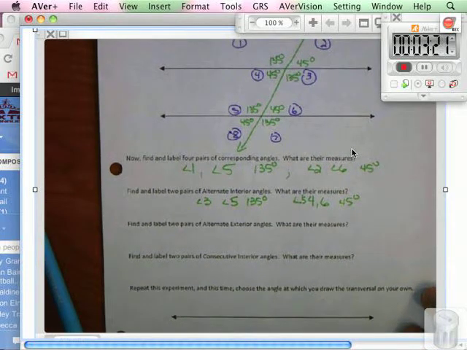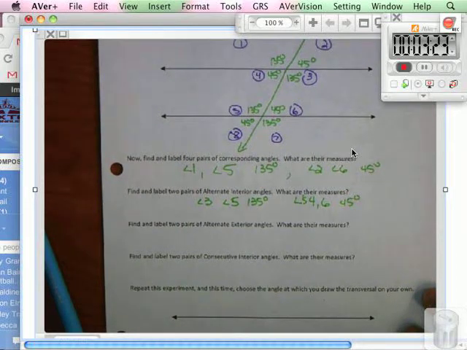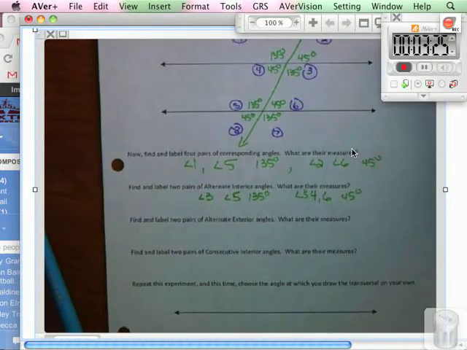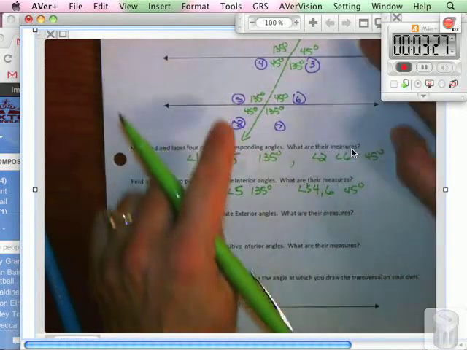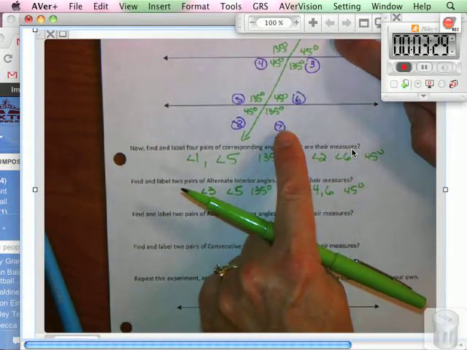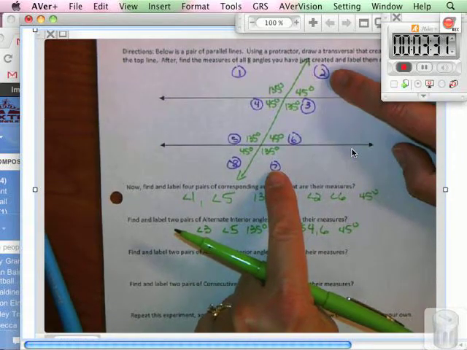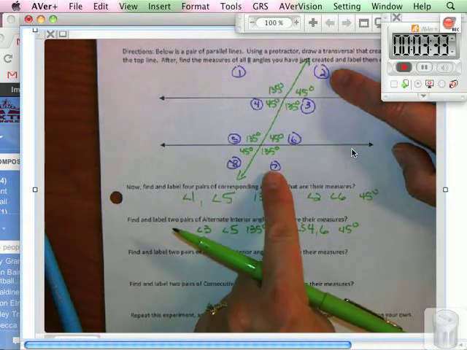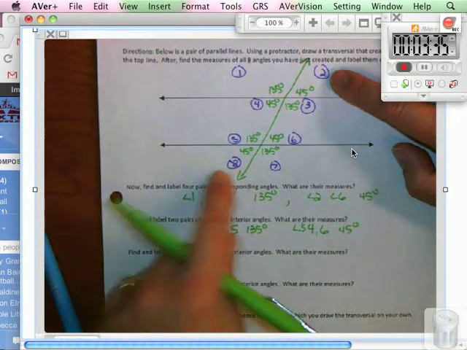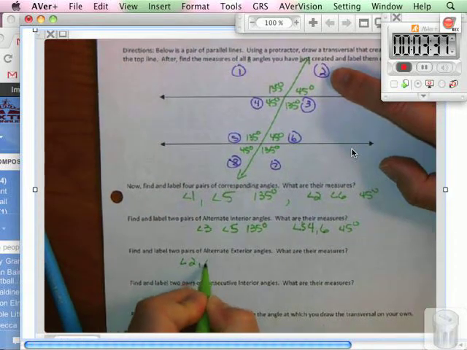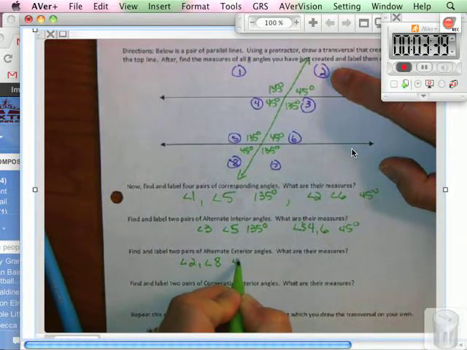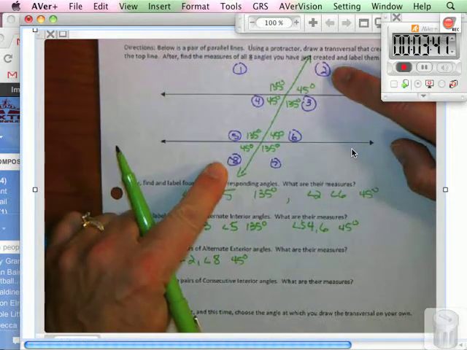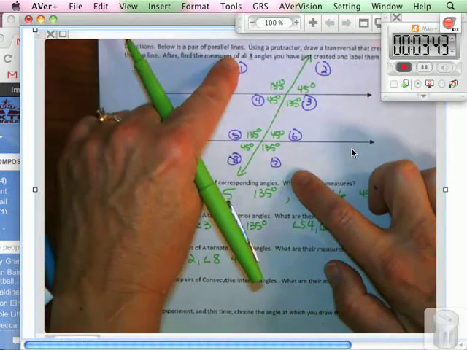Colin, give me a pair of alternate exterior angles. Angle 2 and angle 7. 2 and 7. The only problem with that is they're on the same side, and we want opposite sides. So 2 and what? 8. 2 and 8. Yeah. Angle 2, angle 8, and their measure is 45 degrees. Alternate exterior, also 1 and 7.